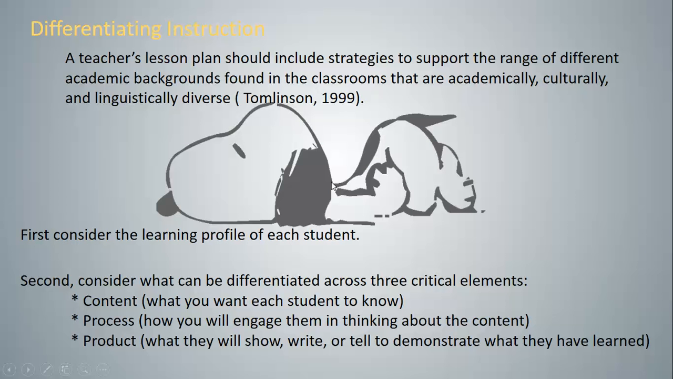Differentiating instruction. A teacher's lesson plan should include strategies to support the range of different academic backgrounds found in the classrooms, whether academic, cultural, or linguistic. We need to first consider the learning profile of each student. Second, consider what can be differentiated across the 3 critical elements: the content, what you want each student to know; the process, how you will engage them in thinking about the content; and the product, what they will show, write, or tell to demonstrate what they have learned.